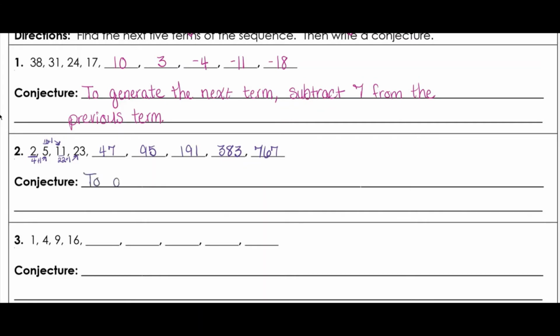So because we're creating a next term, I'm going to write first, to generate the next term. Remember, think of it as instructions you're giving to your friend. So to generate the next term, what did we do? Well, we doubled the previous term, and then what else did we do to it? We added 1 to it.